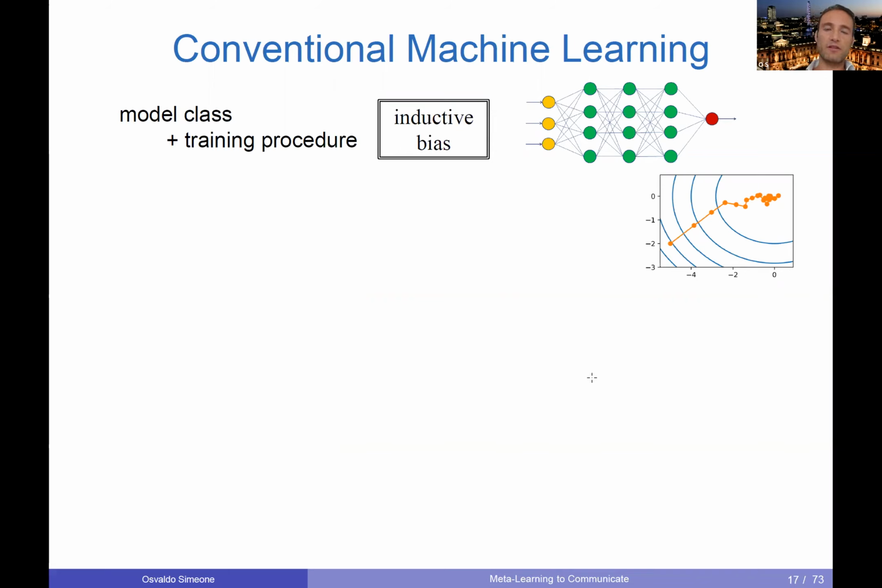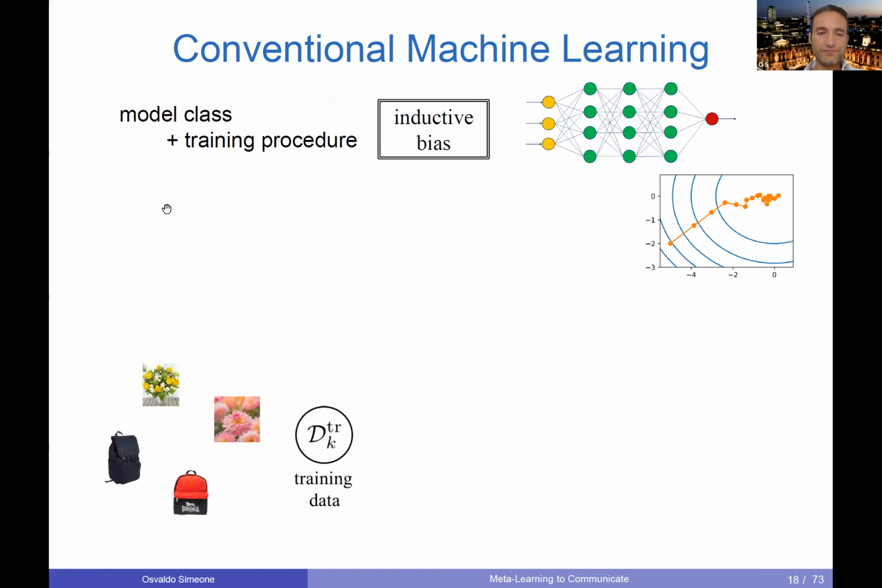Okay, so in conventional machine learning, the starting point is always that of selecting an inductive bias, right? You select a model class, for instance, a certain class of neural networks with a certain number of layers and hidden neurons. And then you select a training procedure. You may select SGD with a certain learning rate, and maybe Adam or any other trick of the trade. And so this is fixed in principle, right? And then you collect data.